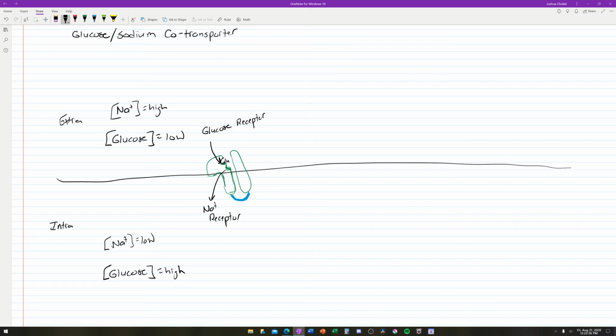But nothing's going to happen whatsoever. Then eventually a sodium is going to bind to the other receptor, the sodium receptor. When those two things happen, the protein is going to change shape and the gate is going to open. Then the sodium and the glucose are going to be moved into the cell. And when the receptors empty, it's going to close again.